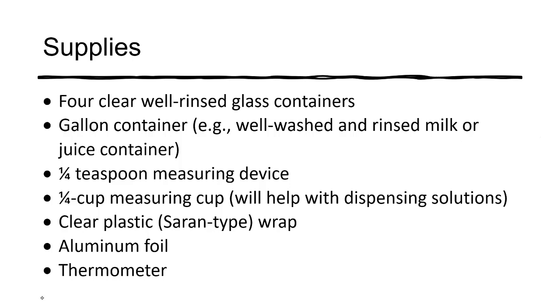This should be well washed, could be a rinsed, washed and rinsed juice or milk container. You'll need a 1/4 teaspoon measuring device, 1/4 teaspoon measuring cup, unless you adjust the volumes, then you'll need different sizes. You'll need clear plastic, so saran wrap type wrap, aluminum foil, and you'll need the thermometer that you have purchased.